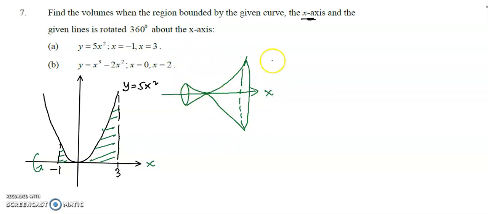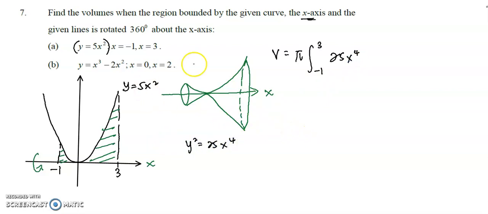So to get the volume of this solid, we're going to integrate from -1 to 3. And the function is 5x squared. Because the function is 5x squared, we're going to get y squared. So it will be 25 x to the power of 4, because y squared equals 25 x to the power of 4, and integrate with respect to x. Just integrate as usual, 25 x to the power of 5 over 5 from -1 to 3.